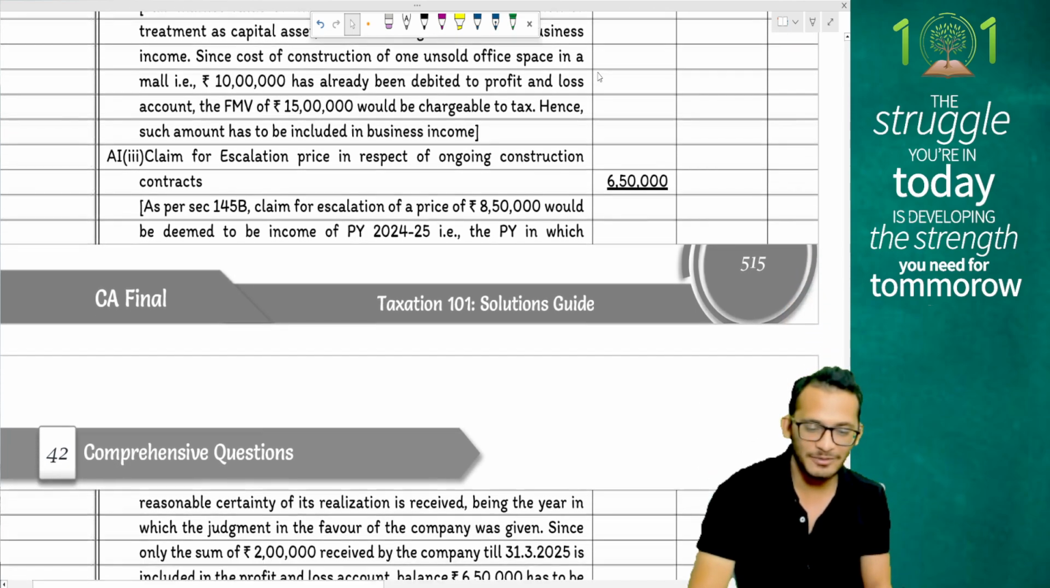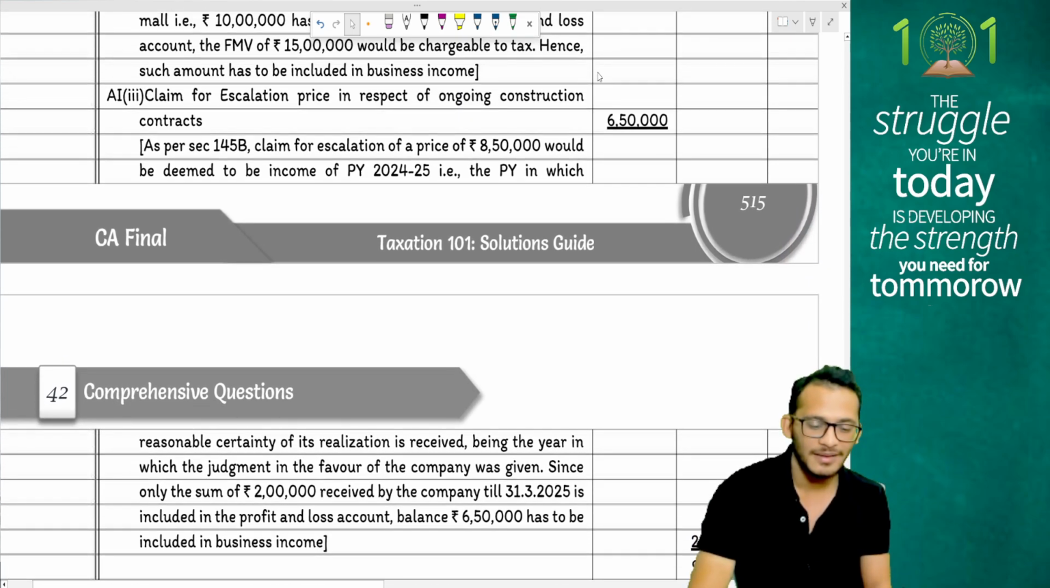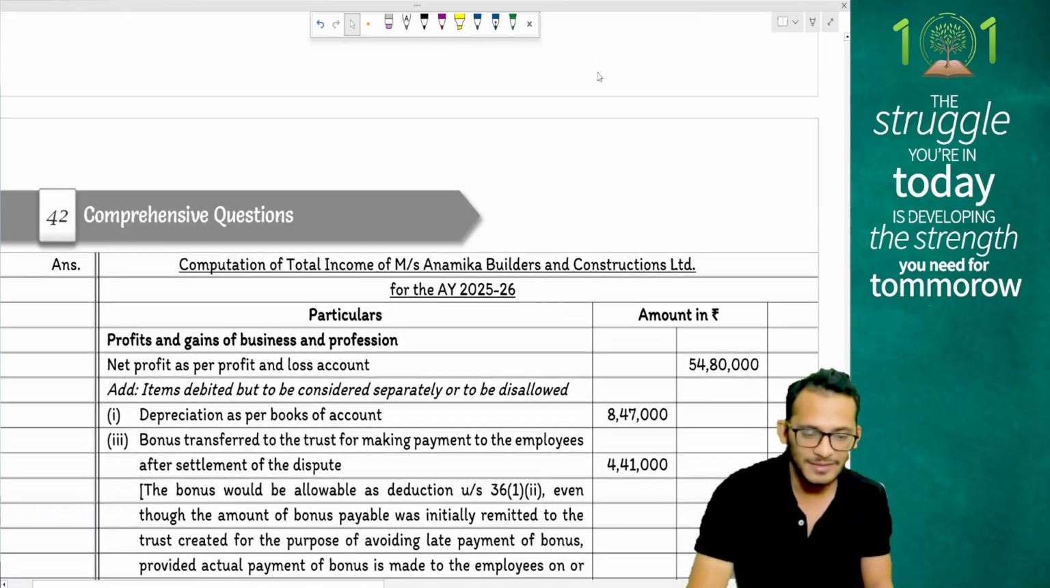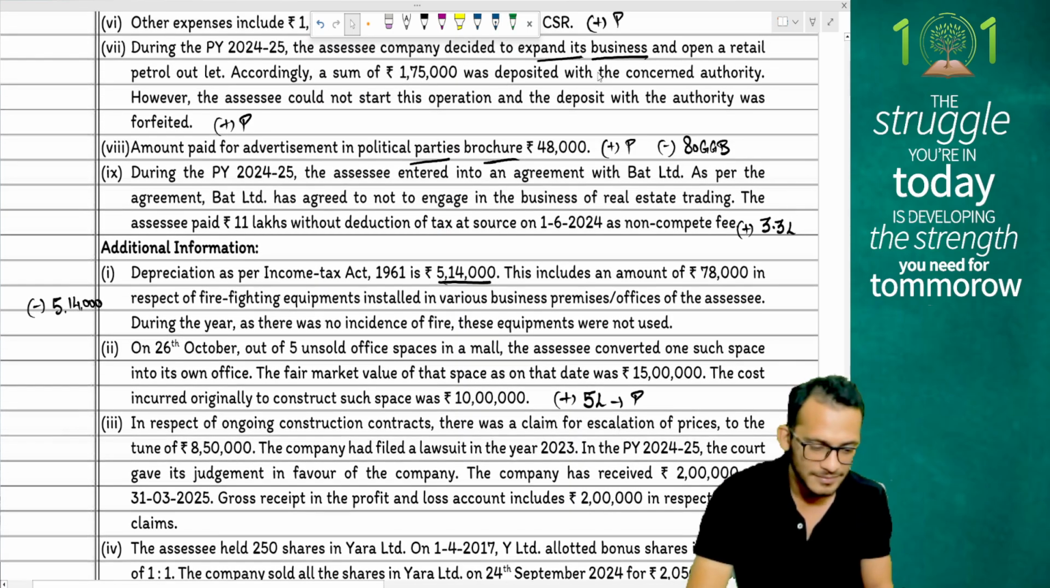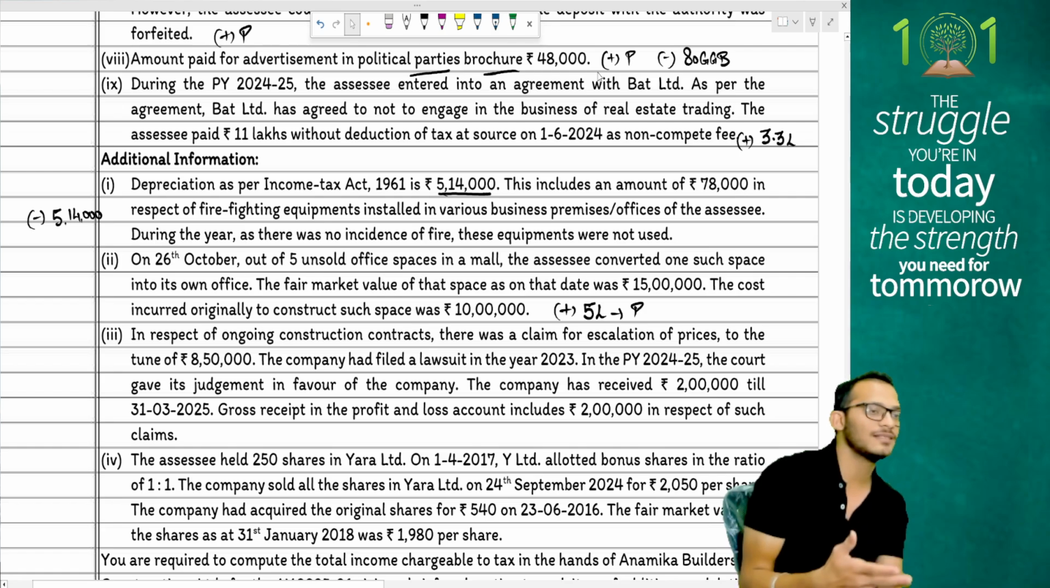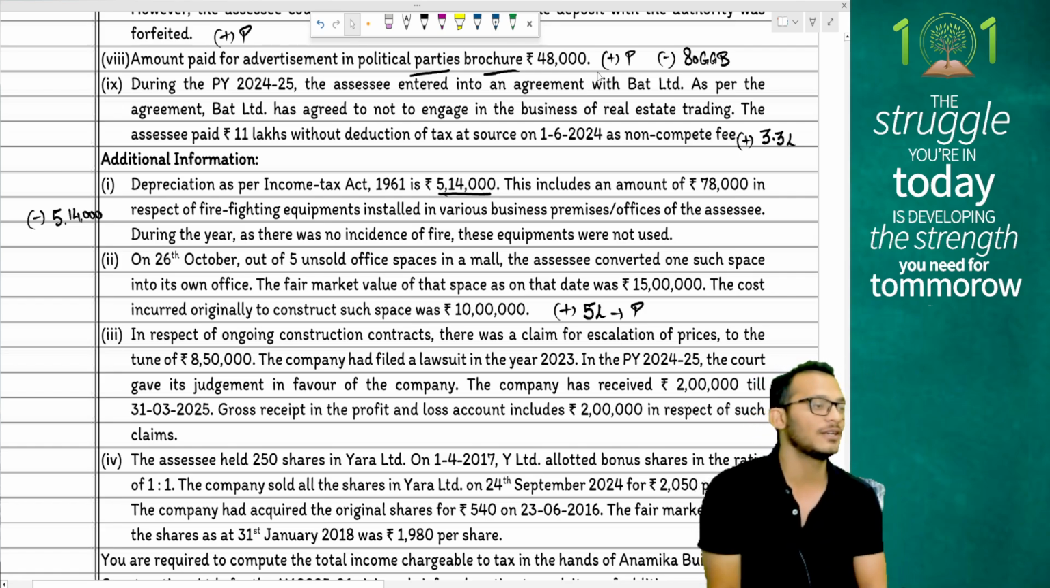Why have they taken 6,50,000? Oh, acha, sorry. It was 8,50,000, is it? Okay, then the question is, do you recognize the whole 8,50,000 or do you leave it at 2 lakhs? You will recognize the whole 8,50,000.